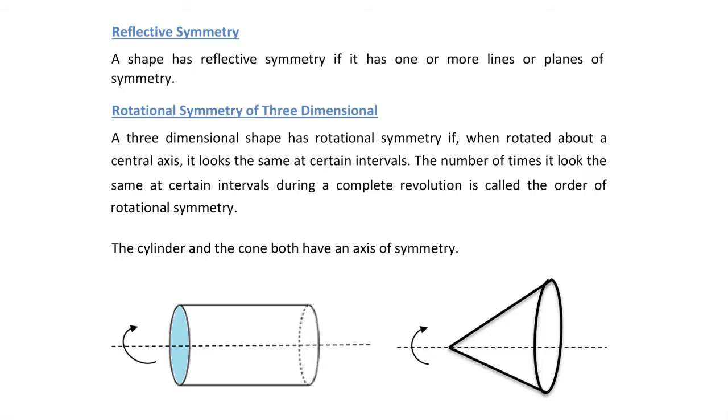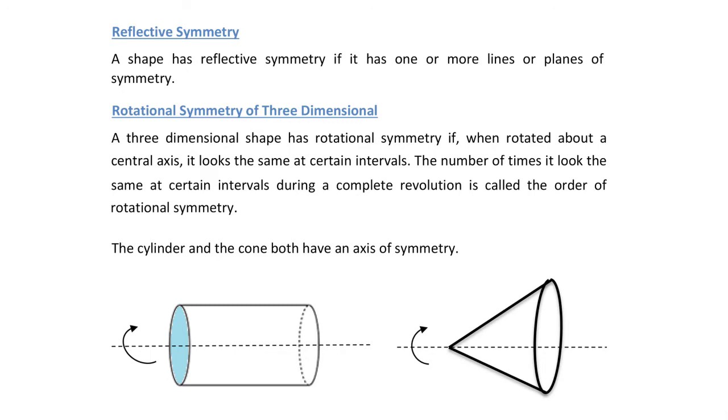A three-dimensional shape or object has rotational symmetry if when rotated about a central axis, it looks the same at certain intervals. The number of times it looks the same at certain intervals during a complete revolution is called the order of rotational symmetry. We have seen that before.